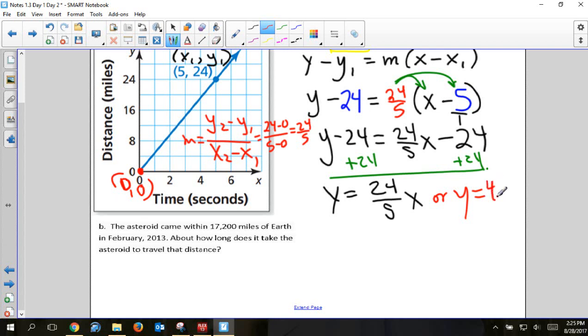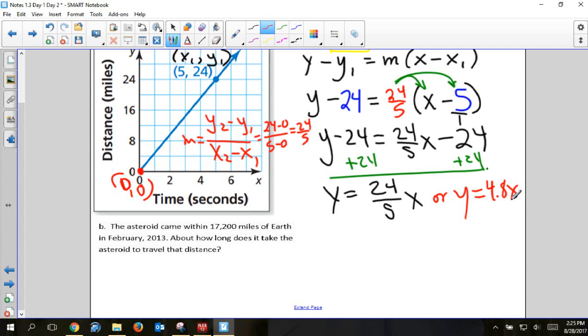4.8. So we're going to interpret the 4.8, what that means according to this situation. When you interpret, it's going to have to do with distance and time. So 4.8 is the rise, and what's it over? Over 1, so that's the run. What does that mean according to this problem?